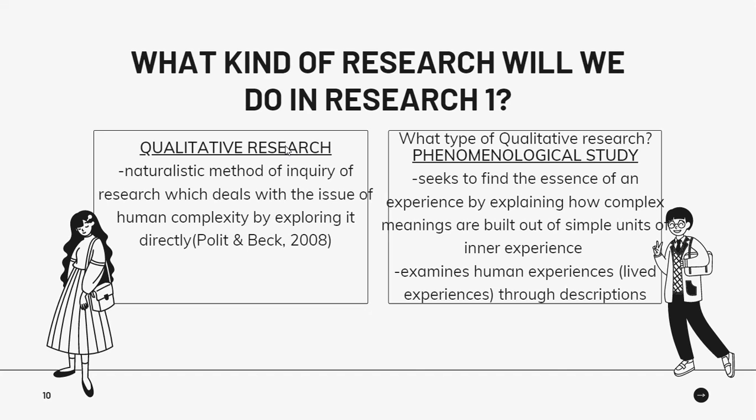So, for Research 1, we will use qualitative research. What's qualitative research? Qualitative research is a naturalistic method of inquiry, of research, which deals with issues of human complexity by exploring it directly. That's by Pollitt and Beck, 2008. So qualitative research deals with the issues of human complexity. It seeks to understand human behavior, human experience, and how complex society is. Since it is experience based, you explore that directly.